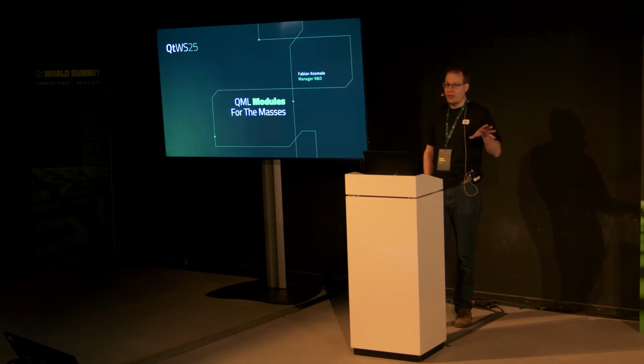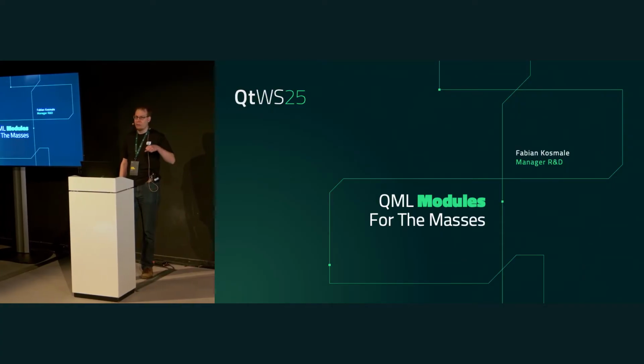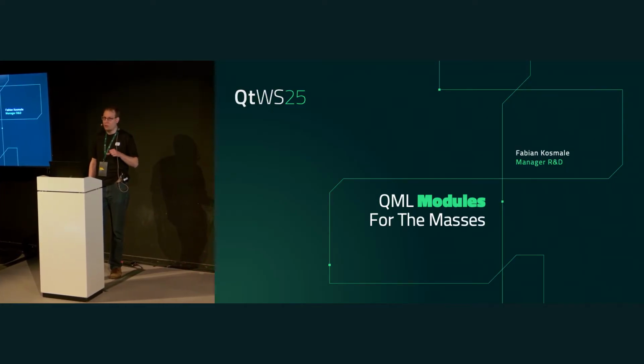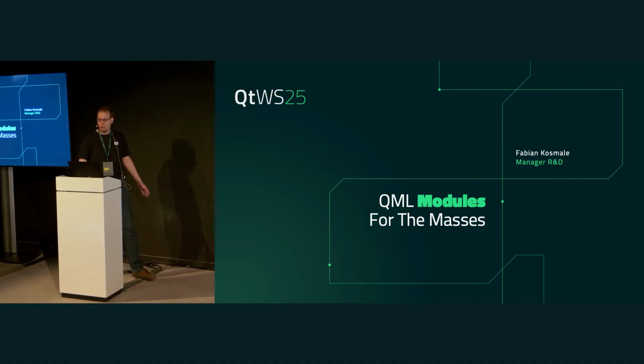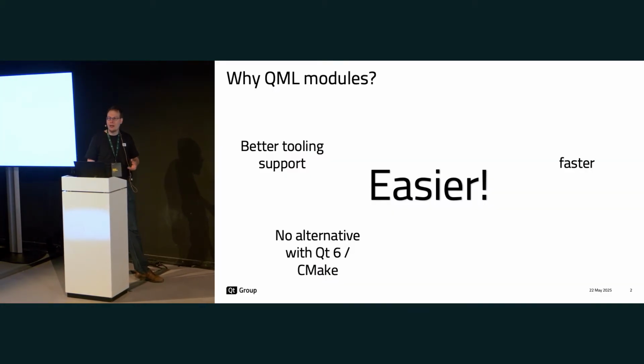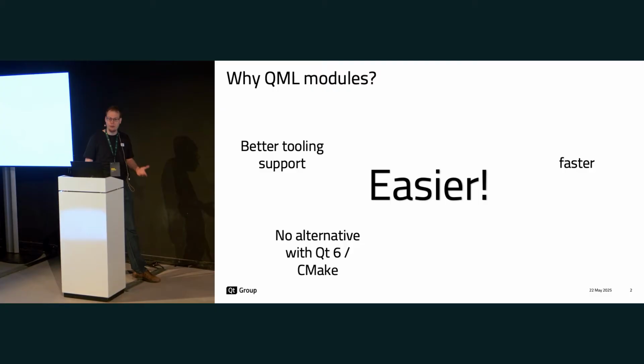So you don't have to know anything about QML modules before the talk. You will see some CMake code, so some familiarity with CMake is helpful, but I hope you could even follow if you're not using CMake yet. So without further ado, let's go to the meaty part. Why should you use QML modules?